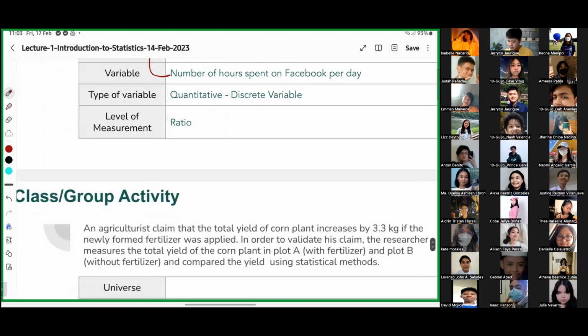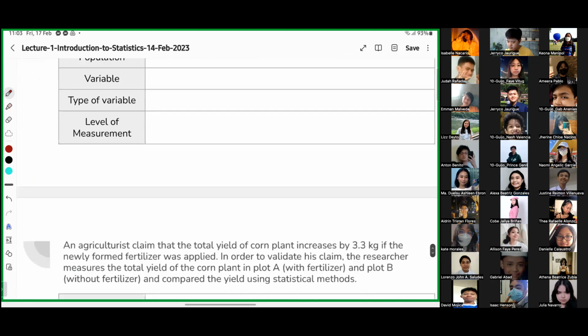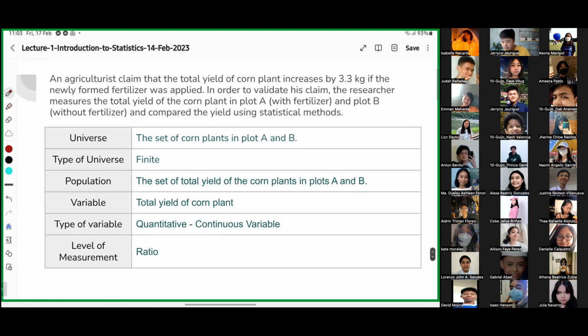Alright, so lastly, we have this. An agriculturist claimed that the total yield of corn plant increases by 3.3 kilograms if the newly formed fertilizer was applied. In order to validate his claim, the researcher measures the total yield of the corn plant in plot A and plot B and compare the yield using statistical methods. So we are after the yield of corn plants.